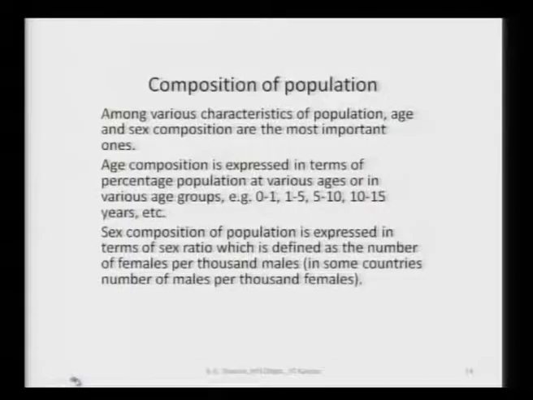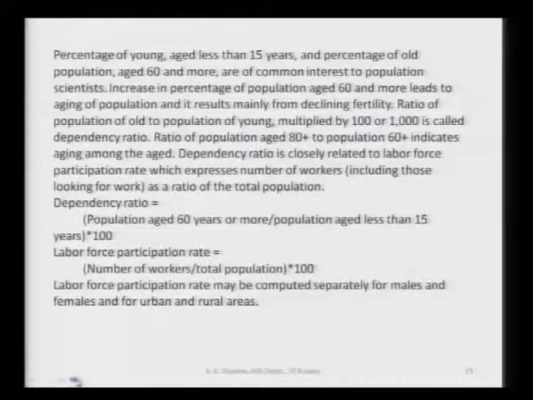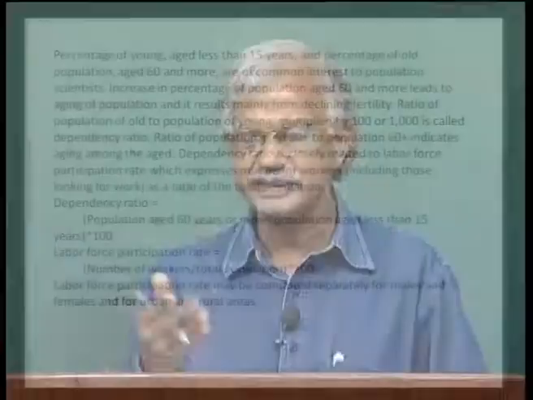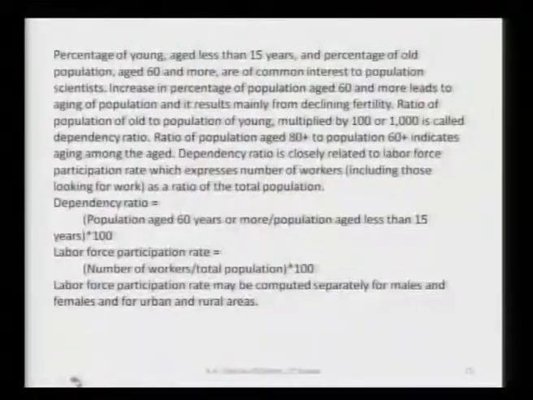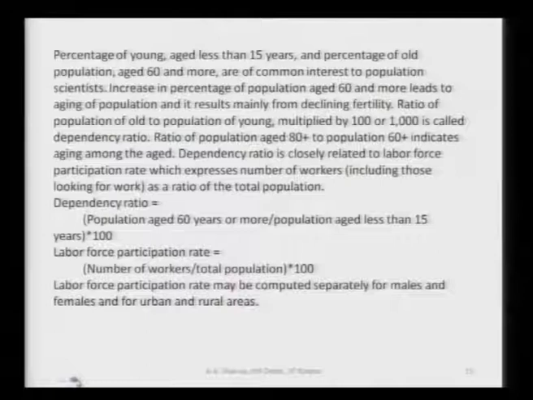Sex composition of population is expressed in terms of sex ratio, which is defined as the number of females per 1000 males. In some countries, number of males per 1000 females defines sex ratio. Now I am coming to age composition. How exactly are certain indicators or indexes of age composition developed? Percentage of young aged less than 15 years and percentage of old population aged 60 and more, young and old, are of common interest to population scientists.